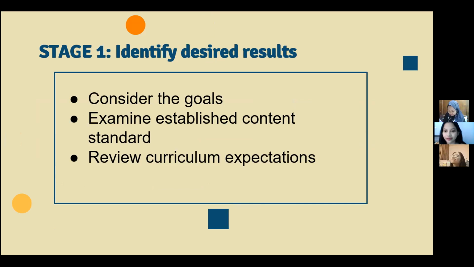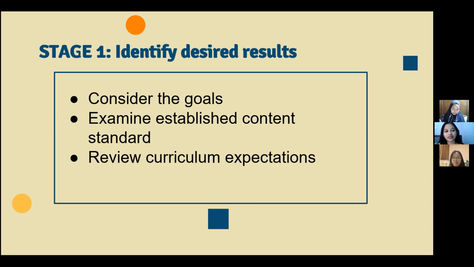Now we move on to the backward design stages. Okay, so Monica already mentioned that there are 3 stages in backward design. I will explain from the first stage first. The first stage is about identifying desired result. So in this first stage, the teachers need to consider about the goals that they want to achieve from the learning.